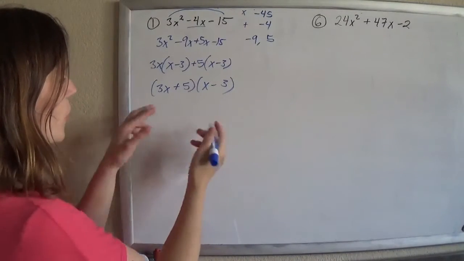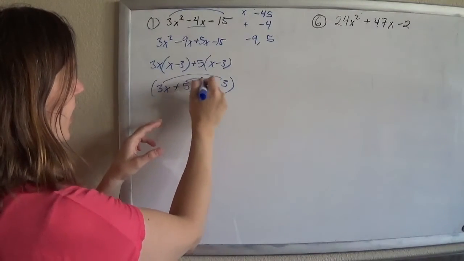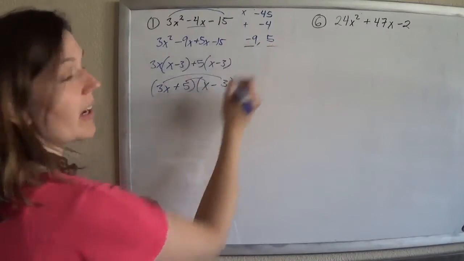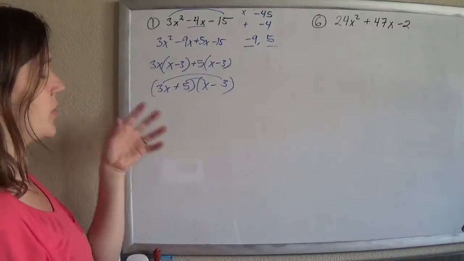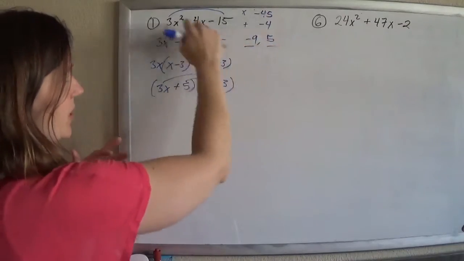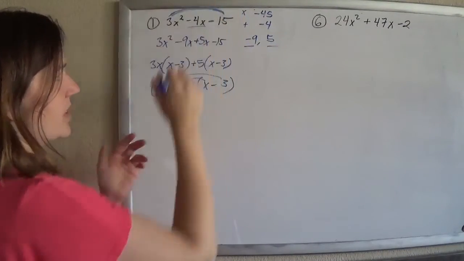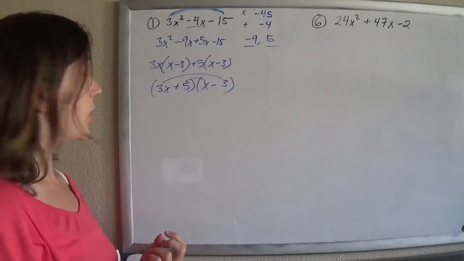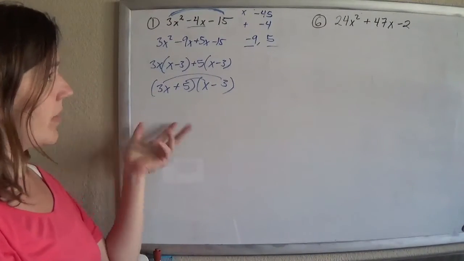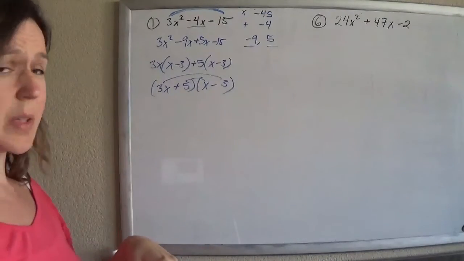So notice that negative 9 and that 5 were the same things that we got in the other video. So when you're guessing and checking, you can still use the idea that you're looking for things that multiply to make negative 45 and add to negative 4 to check if it's going to work or not. So that's that. We'll do the same thing with this one.